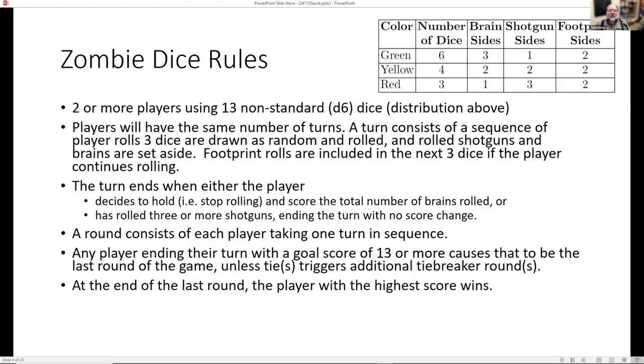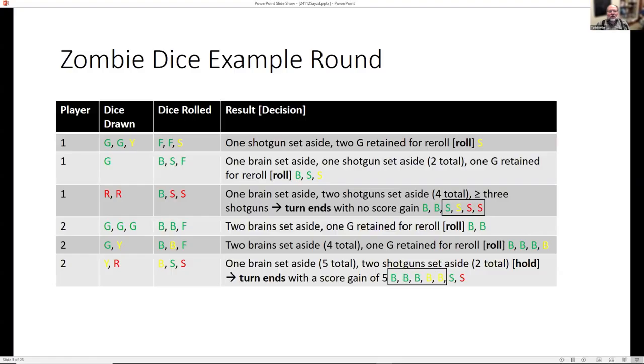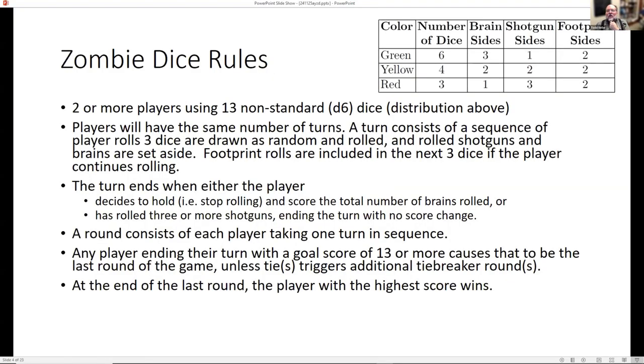The way that I'm going to give you a sense of the rules here is to walk you through a sample round. Green dice, I should have mentioned, have a greater number of favorable brain outcomes than shotgun outcomes. Red ones, indicating danger, have more shotguns, and yellow are neutral.